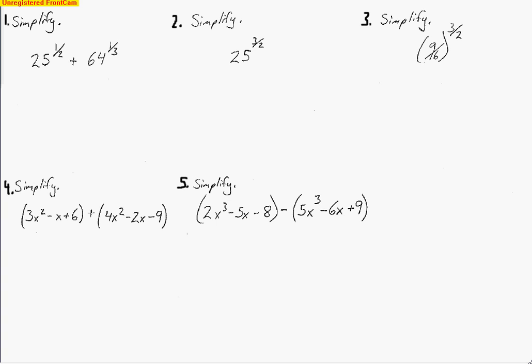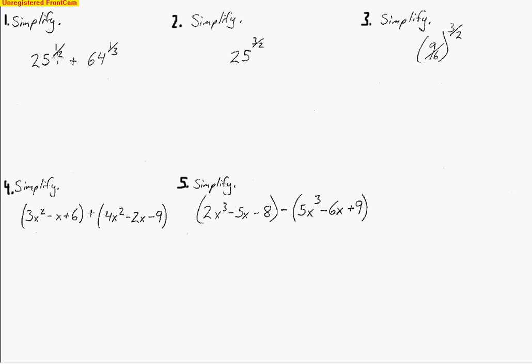These are the first 5 problems on the study guide for Algebra B, Test 6 of Quarter 2. So let's take a look at the first one here. On this one, we are asked to simplify an expression that has some fractional exponents.